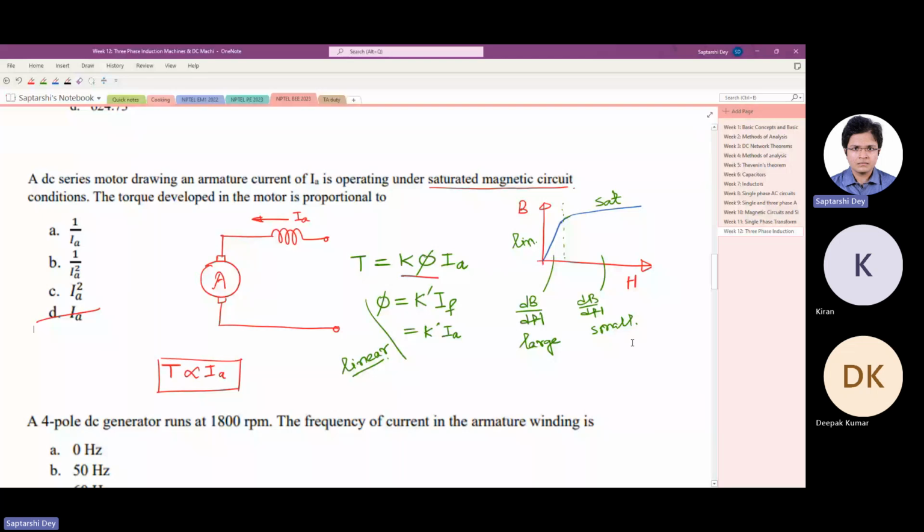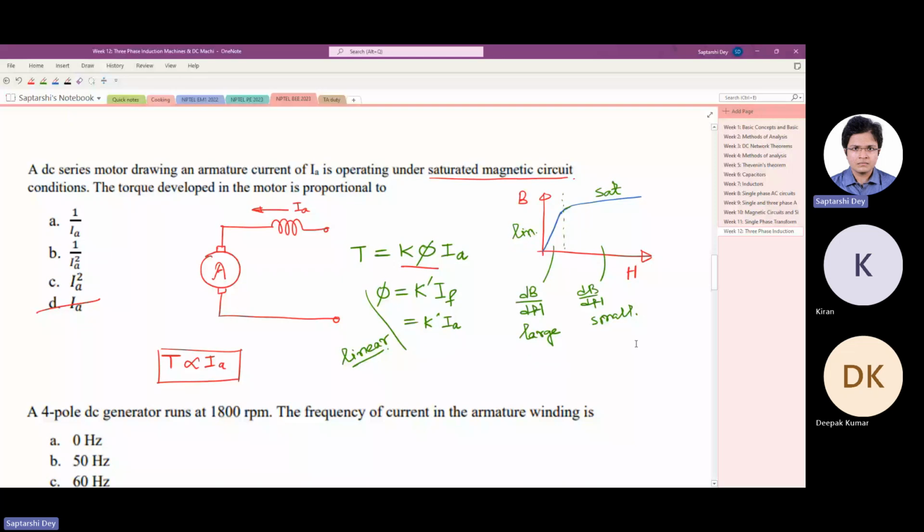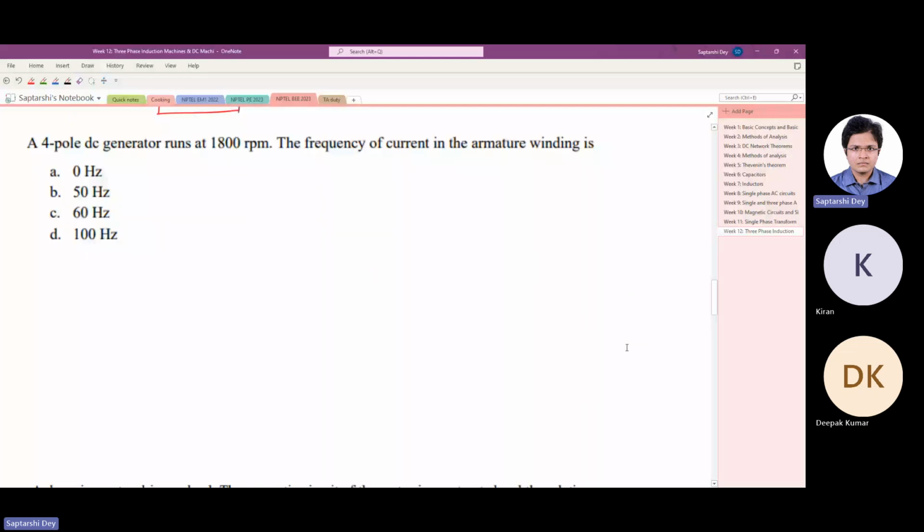Okay, we'll look into it. Let us complete the problems first. You have studied DC motor, Deepak? Yes, sir. Okay.